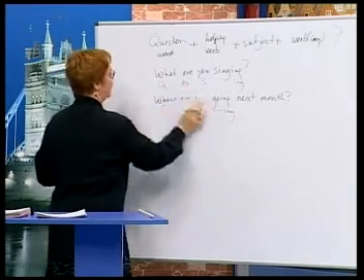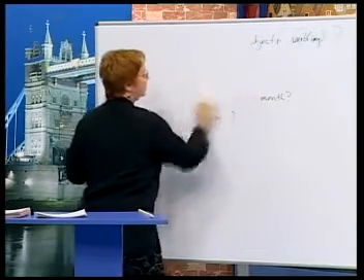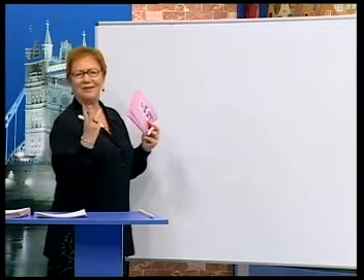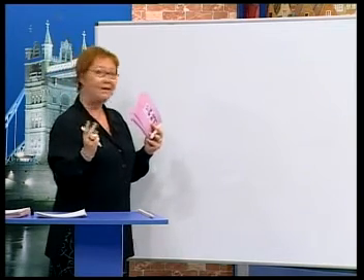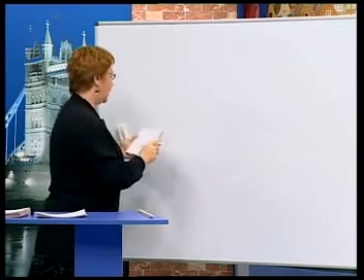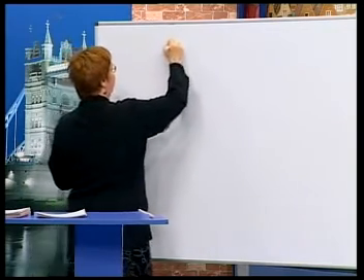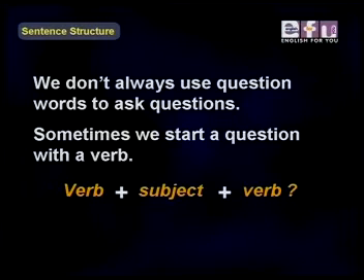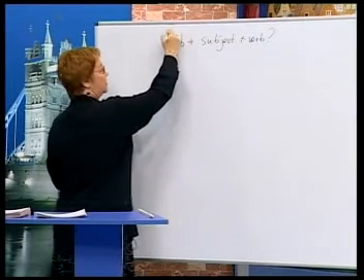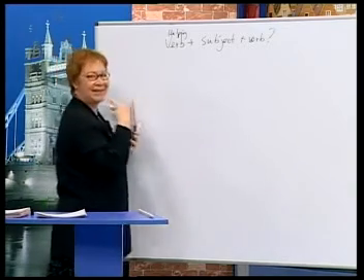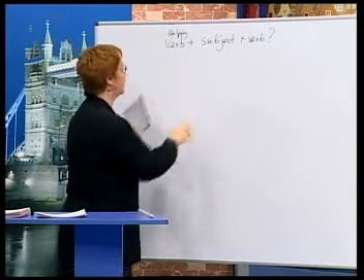We're going to look at yes-no questions. And yes-no questions can have three answers. Yes, no, I don't know. Okay? So for these yes-no questions, this is how it looks. Verb plus subject plus verb. This is going to be a helping verb. Okay? If it's a normal verb. If it's the verb be, then it's only one.